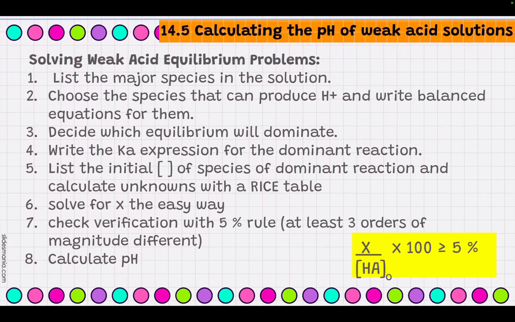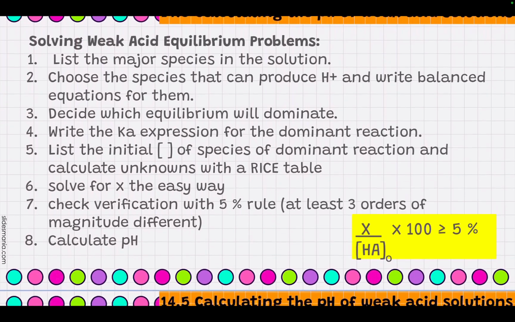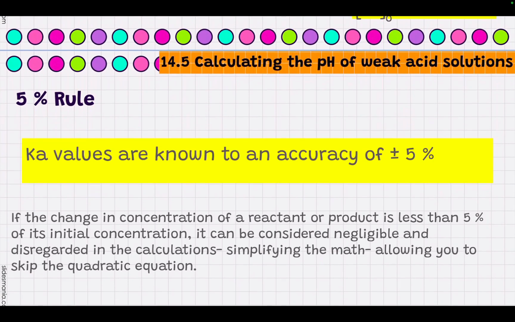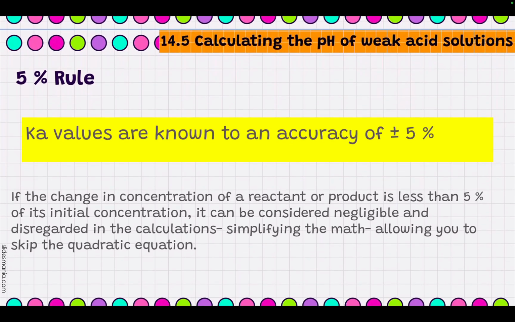So these are the steps that we're going to be using when we solve equilibrium acid problems, and it'll be applied similarly to bases. First thing I want to talk about is the 5% rule. The Ka values are known with an accuracy of plus or minus 5%.